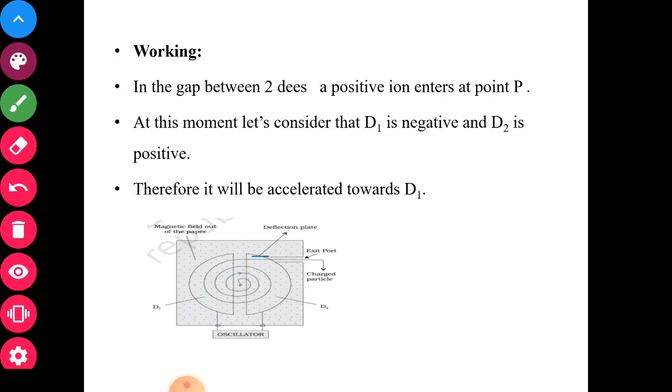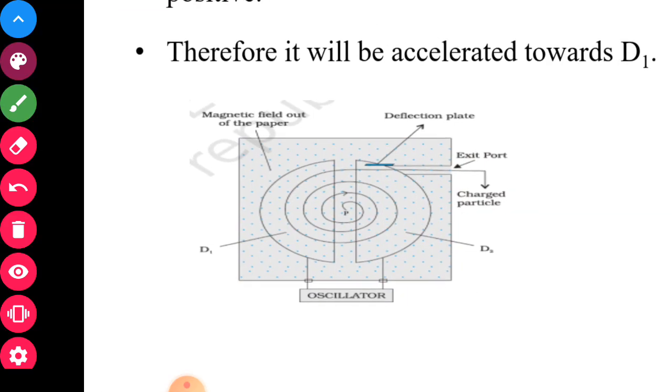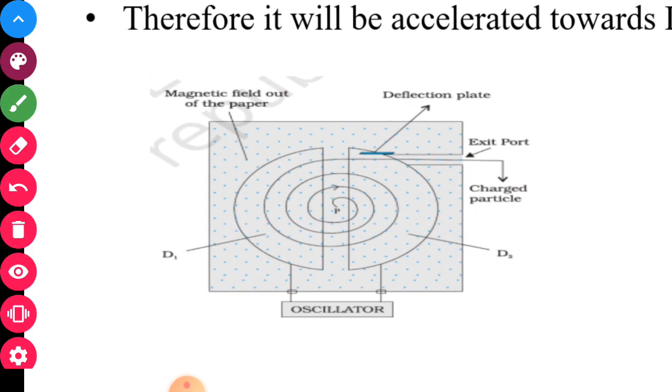Now how does it work? In the gap between the two Ds, a positive ion, a positively charged particle, enters at point P. This is the point from where the charged particle is introduced, and these two D-shaped containers are joined with an oscillator, that is, an AC source in general.